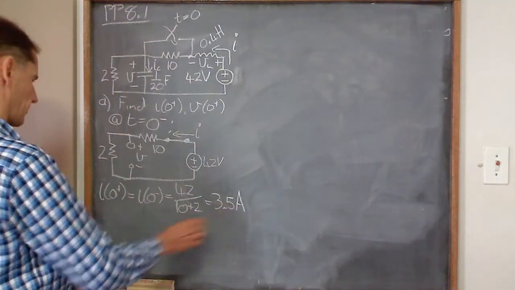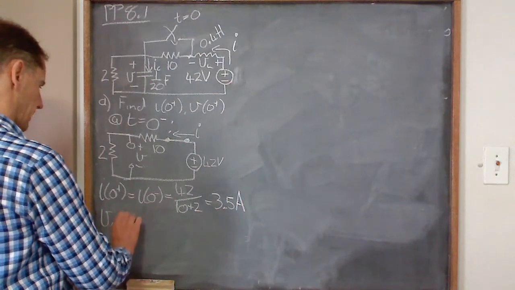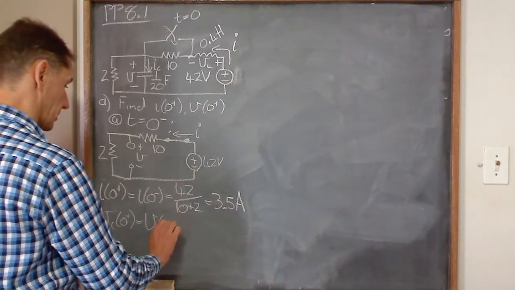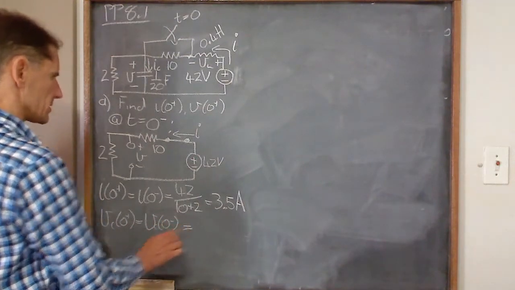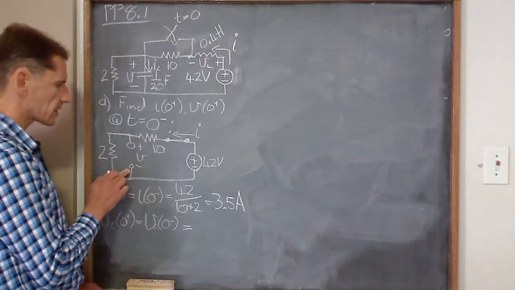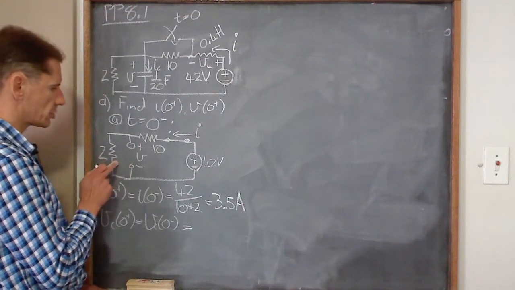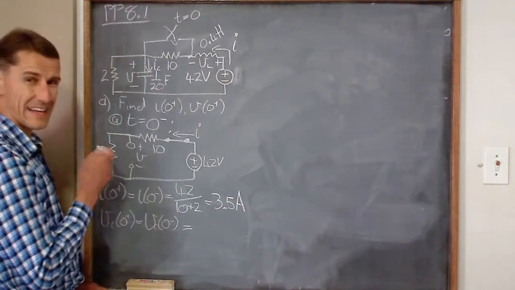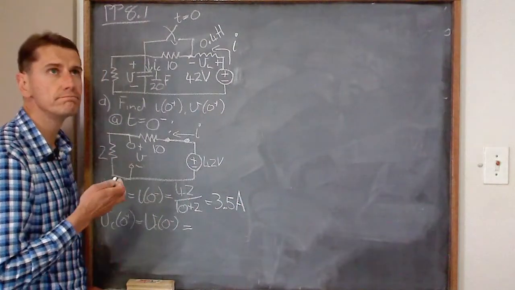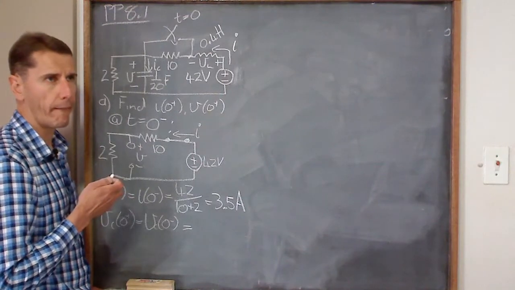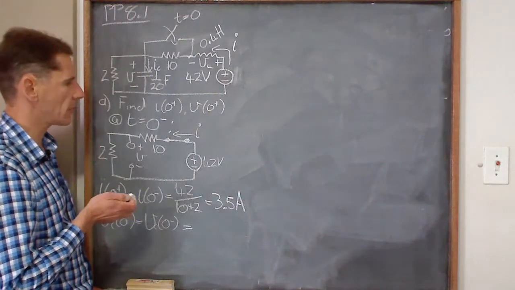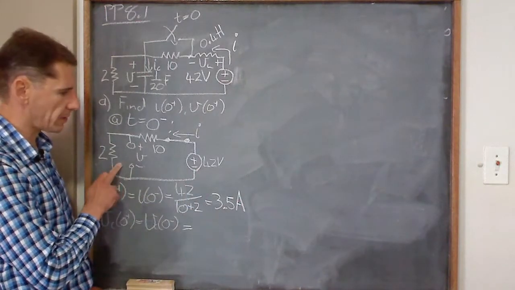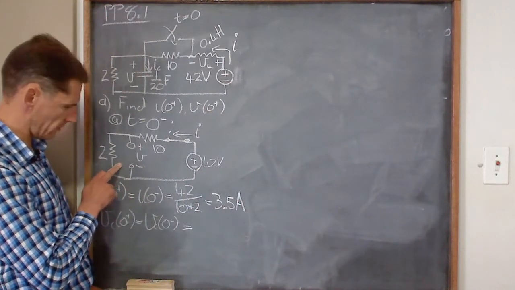So we've got 3.5 amps, and then for the capacitor, V0 plus must equal the capacitor voltage at time 0 minus. So let's look at what that's going to be. What's the voltage across the capacitor? Well, it's parallel to this 2 ohm. So if I can find the voltage across the 2 ohm, you can either use your 3.5 amps and just multiply it by the 2 to get your 7 volts.